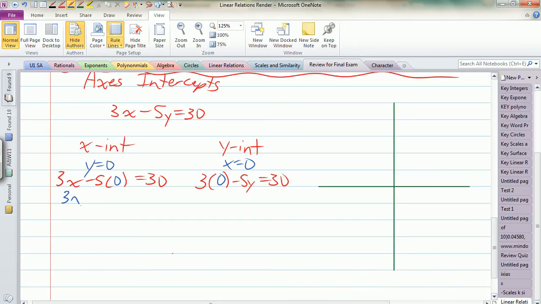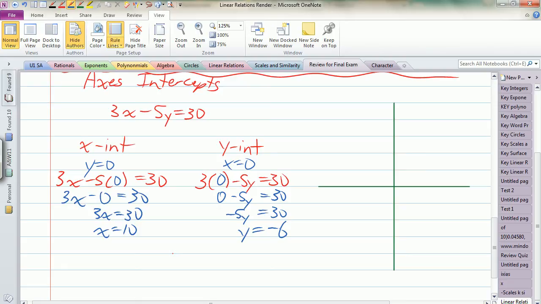So we get 3x minus 0 equals 30, 3x equals 30, x equals 10. Here we had 0 minus 5y equals 30, which is negative 5y. And so y equals negative 6. Now I want you to plot those on your grid and graph the line.